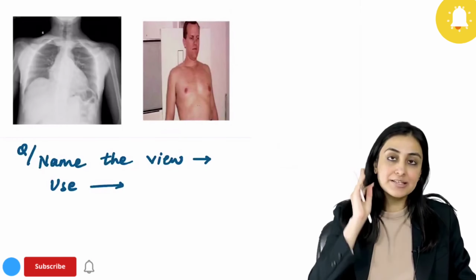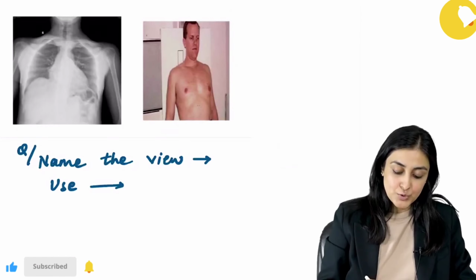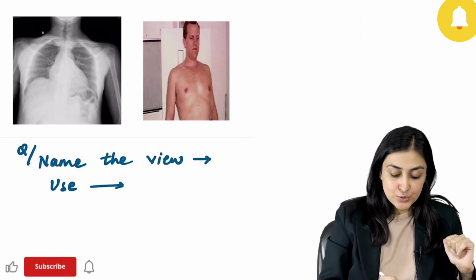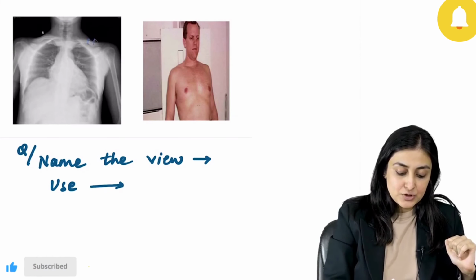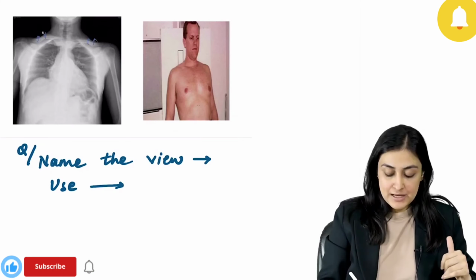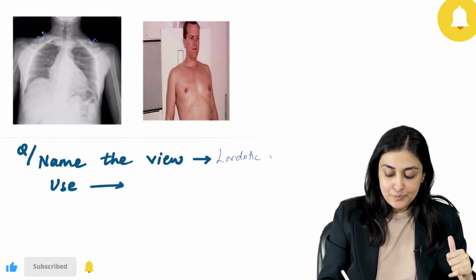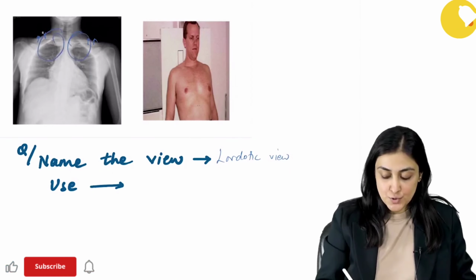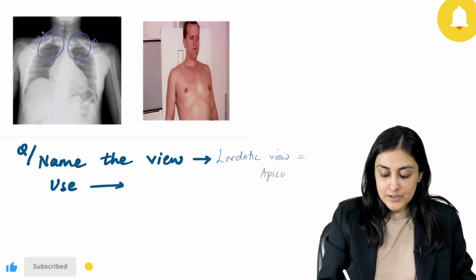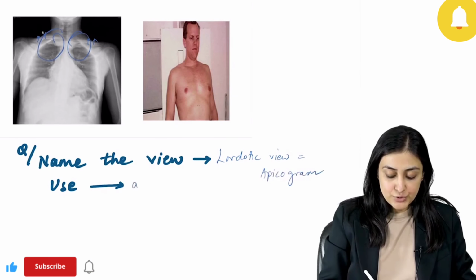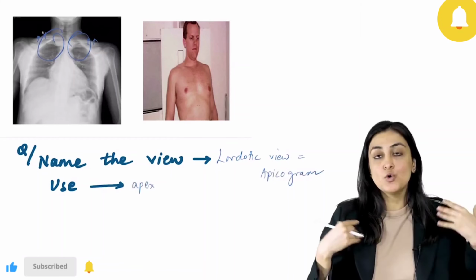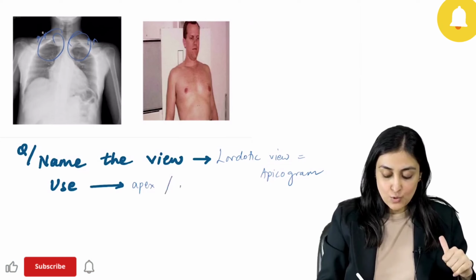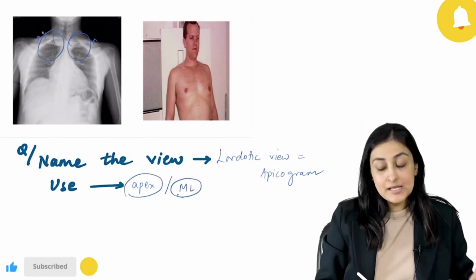Alright, so now looking at the next view here, name the view that I am showing you. Here, can you see how the person is assuming a lordotic sort of view such that the clavicles are lifted up? The main aim of this position, which is called the lordotic view, is to view the lung apices well. So this is also referred to as an apicogram. This is an X-ray view done to view the lung apex, because otherwise they will be overlapped by the clavicle. This way the clavicle gets lifted. So this is used for the apex, and the middle lobes also get evaluated better.